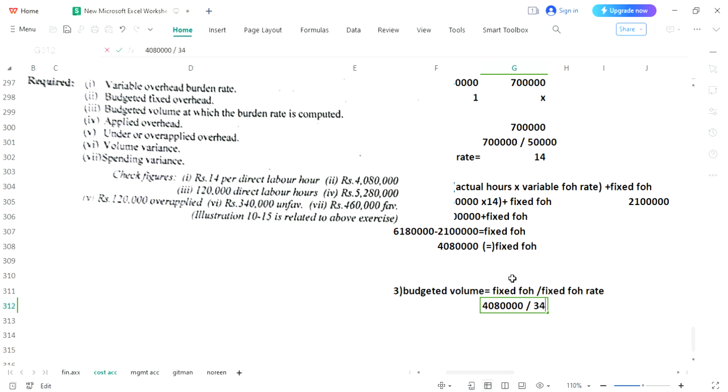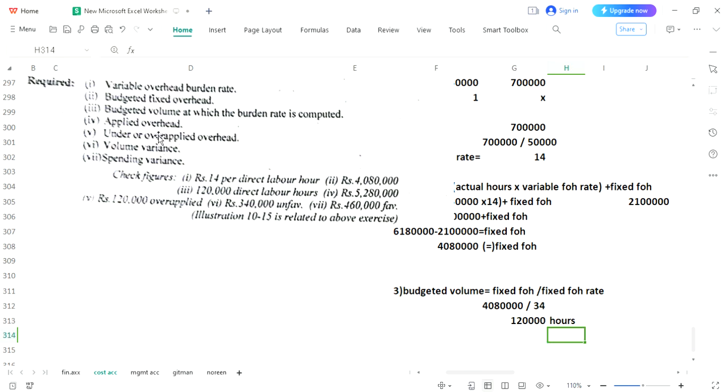I have shown you. It's time to put this statement on calculator. 40 lakh 80,000 is divided by 34. So we have 1 lakh 20,000. Third requirement was budgeted volume, and this is third requirement. 120,000 is the answer, and we have calculated 120,000. These are hours or units we have calculated. So three answers are completed.